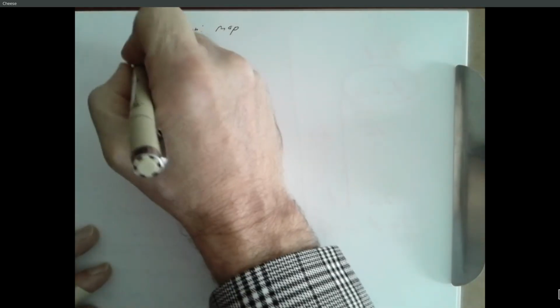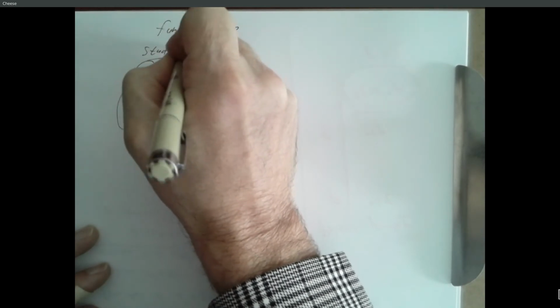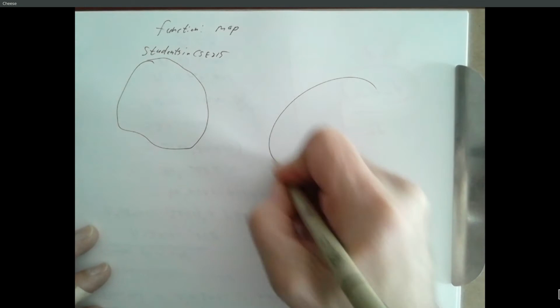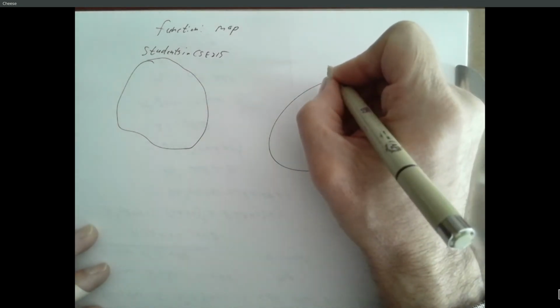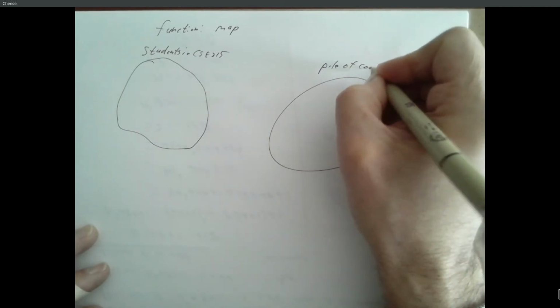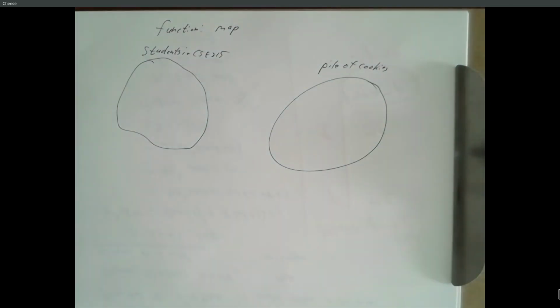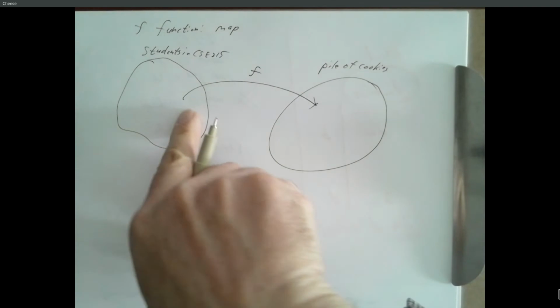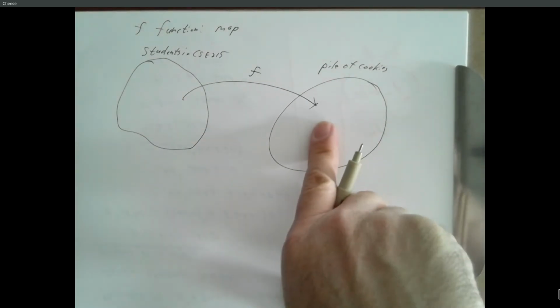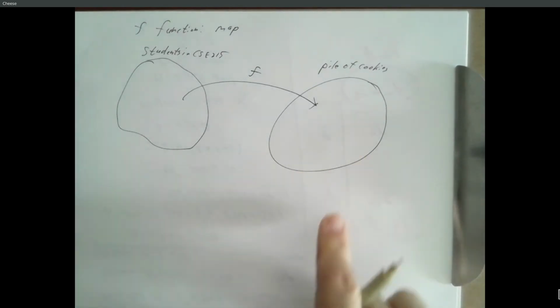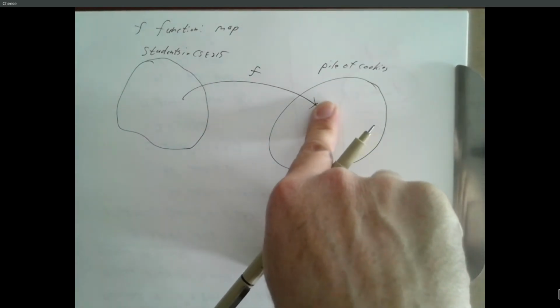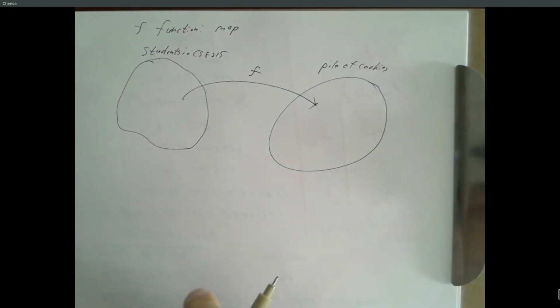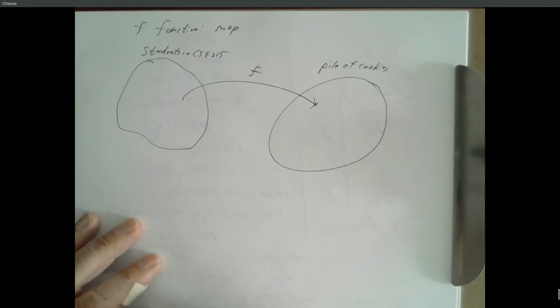So a function is a map from one set of things to another. Okay? So here's one set of things. These are students in CSE 215. And the thing we're mapping to is a pile of cookies. And F basically takes each student and assigns to them a cookie from the pile. There's Alex's cookie. All right, so there's different types of mappings that we can have.